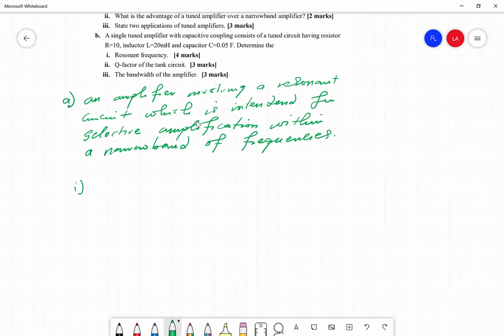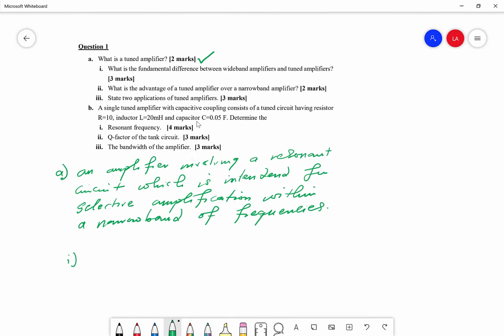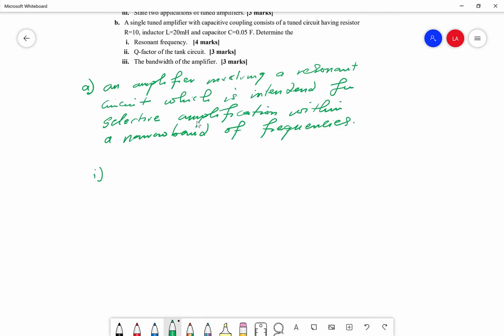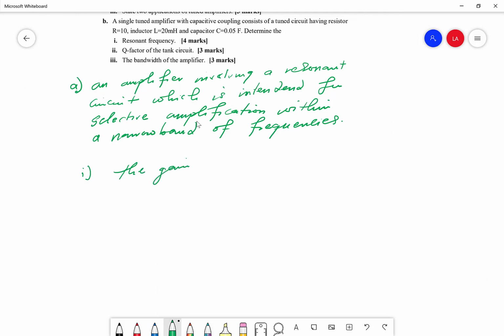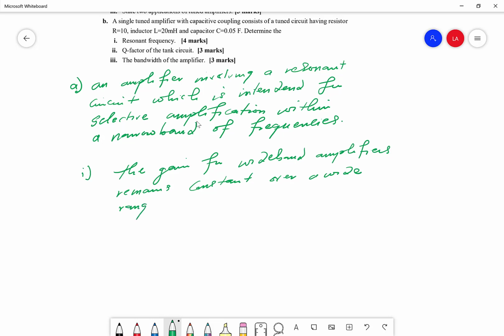Okay, so the fundamental difference between wideband amplifiers and tuned amplifiers basically is that the gain for wideband amplifiers remains constant over a wide range of frequencies, but falls at low and high frequencies.